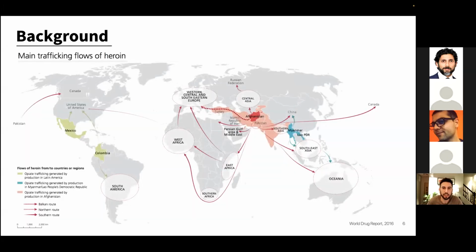Our talk today is going to illustrate why this is such a unique setting. First, over 75% of people would live in low and middle income countries. This map shows the main trafficking flows of heroin. The green is trafficking generated by Latin America, the blue trafficking generated by Myanmar and the Lao People's Democratic Republic, and the pink is trafficking generated by Afghanistan.